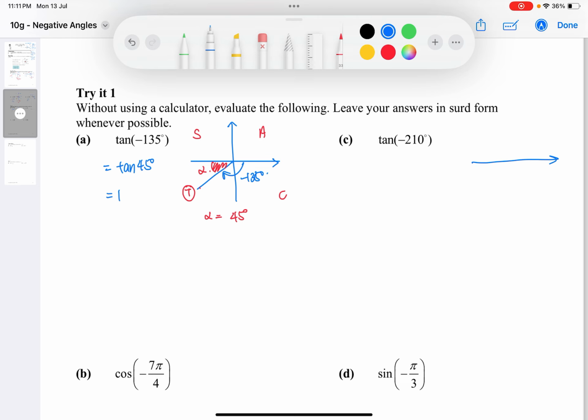Second question, negative 210 is in the second quadrant. Negative 90, negative 180, and then negative 210. The basic angle is here, which is 30 degrees. In the second quadrant, tangent is negative. So this will be negative tangent 30, and tangent 30 is root 3 over 3.